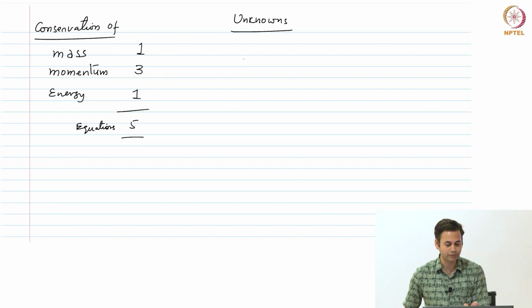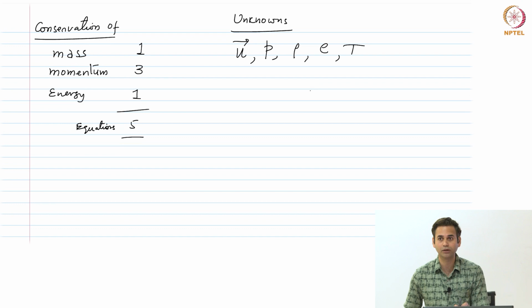What are the unknowns we have? For a general compressible fluid that we have derived, U, so essentially U bar, right? Essentially U, V, W, so that is three unknowns, right? And then pressure is an unknown, and then density, rho, is an unknown. Then we have an equation for internal energy, so little e is an unknown, and then temperature T is also an unknown, right?